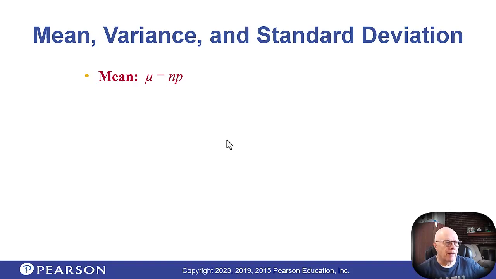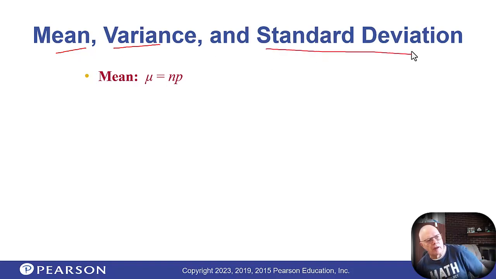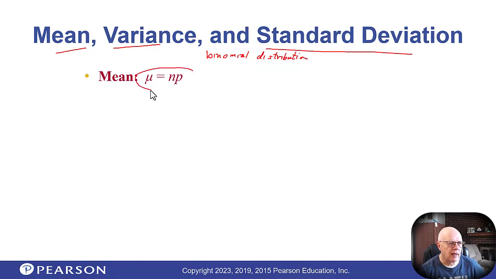Now, to wrap it up, we need the mean, variance, and standard deviation. Let's keep these in mind. Start with the easiest one, the mean. Remember, we're talking about a binomial distribution or a binomial experiment. The mean, you just multiply n times p. We've used n and p before with binomial PDF and CDF. Just multiply these two together and you get the mean.